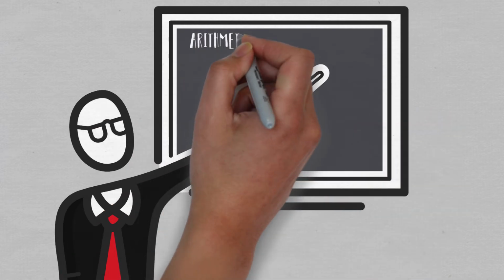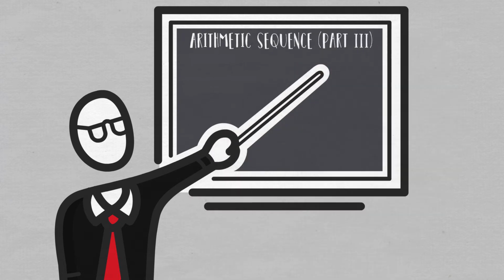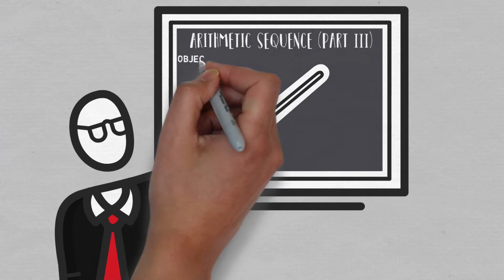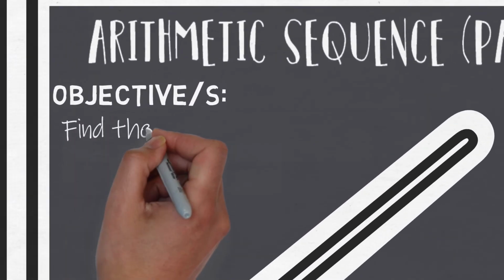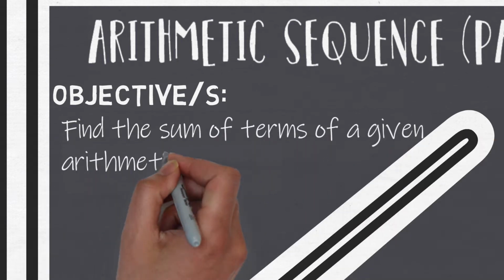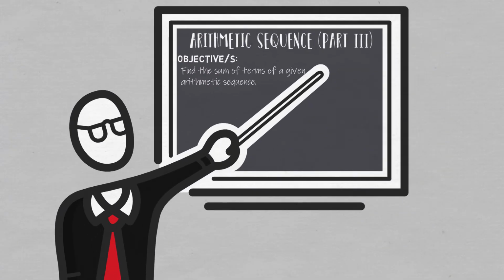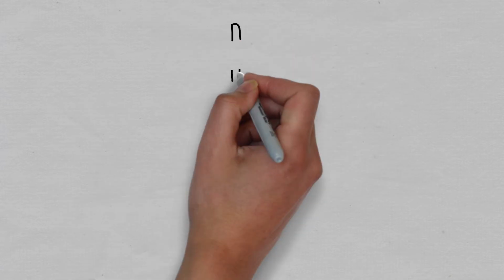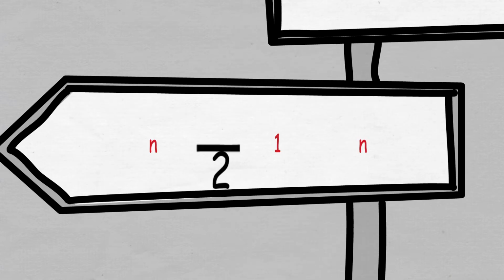And our topic for today is still about arithmetic sequence, and this is the third part of our video. And we have the objective: find the sum of terms of a given arithmetic sequence. And now, let us have the formula on finding the sum of terms of an arithmetic sequence.